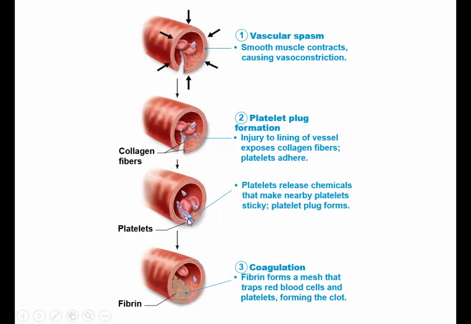But in order to make a more permanent plug, we begin the process of coagulation. There are a number of proteins in the blood that are activated until eventually we produce fibrin. Fibrin fibers make the meshwork that trap all kinds of blood cells, particularly red blood cells, and as the fibrin shortens as it matures, it pulls the edges of the wound together so that we heal up very nicely.